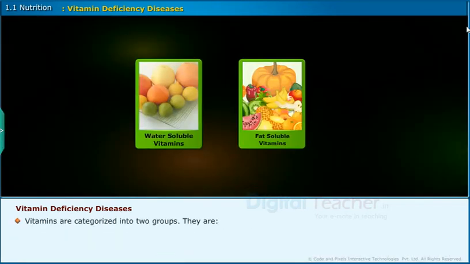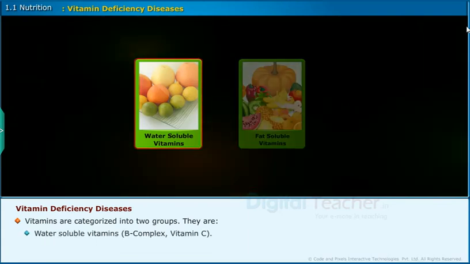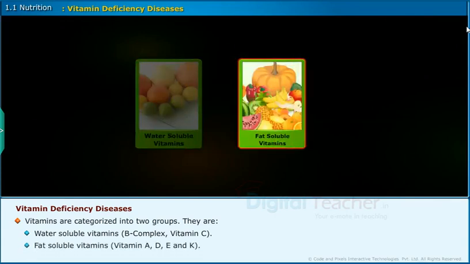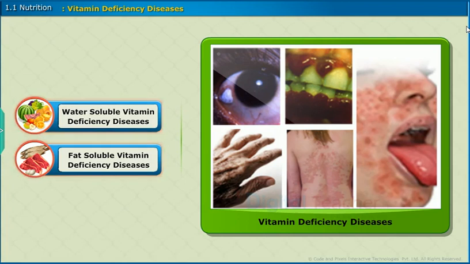Vitamins are categorized into two groups. They are water-soluble vitamins, B complex, vitamin C, and fat-soluble vitamins, vitamin A, D, E and K. Let us study the vitamin available sources and deficiency diseases. Click each tab to know more.